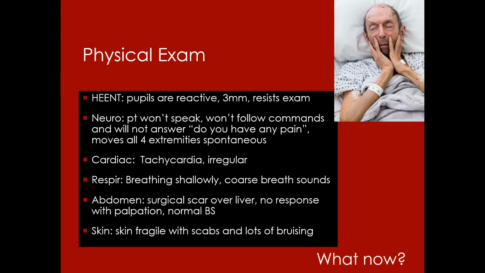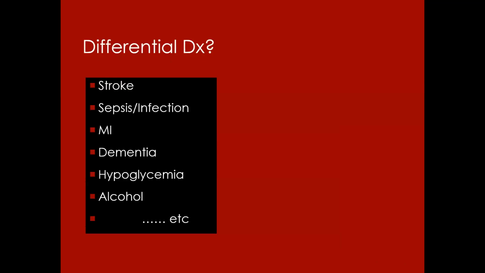So we got to kind of figure out what we're going to do now. So we got to come up with our differential. And you always got to think about stroke or sepsis or infection. We want to think about the big stuff, right? Because we're in the ER. So we're thinking MI, maybe this is just worsening dementia. Maybe he's just hypoglycemic and he needs to eat. Maybe somebody snuck him some alcohol. You never know what happens in those nursing homes, right?